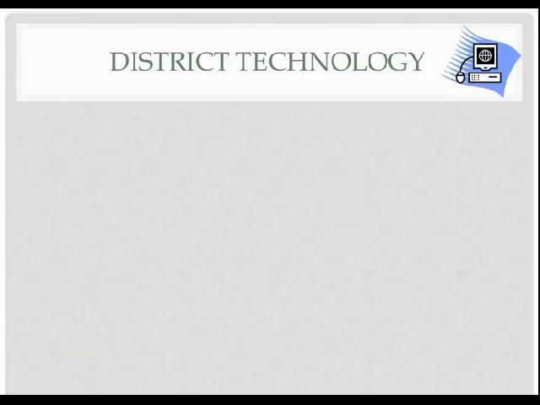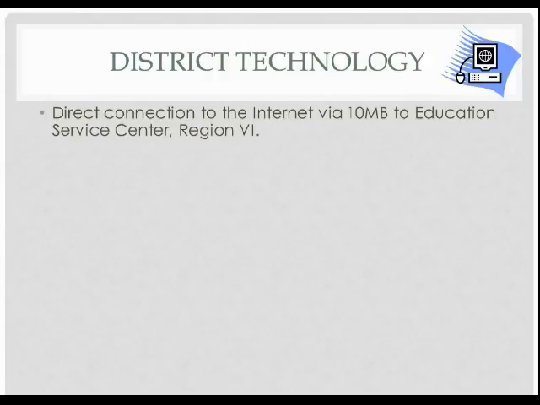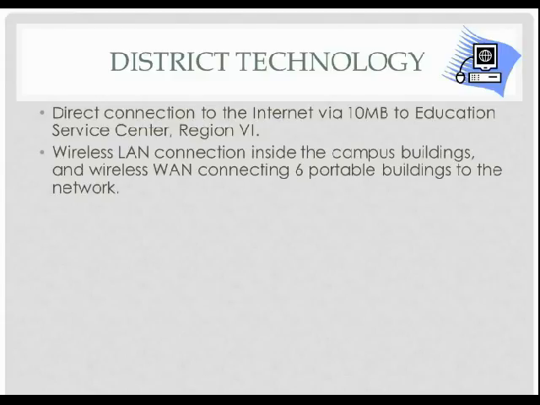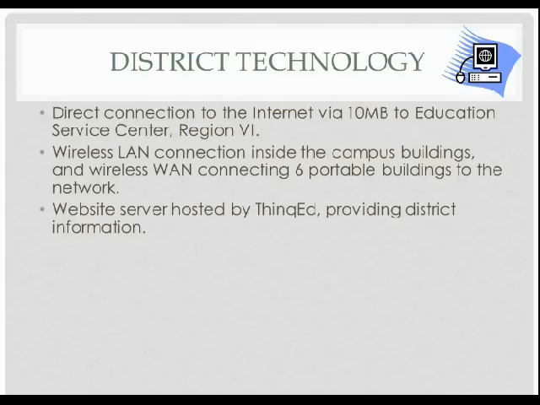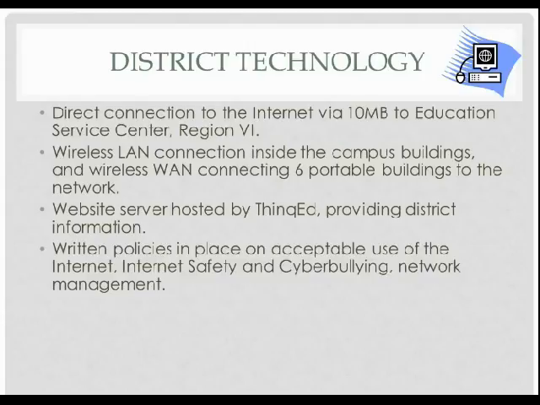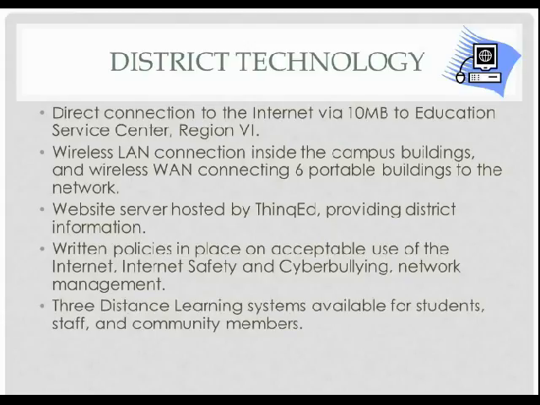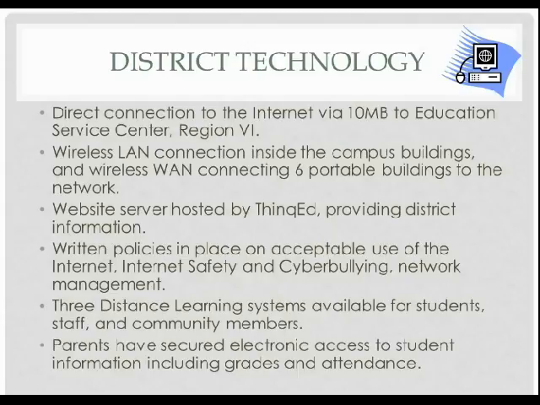As far as district technology is concerned, we have a direct connection to the internet via a 10 megabit connection to Educational Service Center, or Region 6. We also have wireless LAN connection inside the campus buildings and wireless WAN connecting 6 portable buildings to the network. Website server is hosted by ThinkEd, which provides district information to the community. We also have written policies in place on acceptable use of the internet, internet safety, and cyberbullying, as well as network management. We also have 3 distance learning systems available for students, staff, and community members. And parents have secured electronic access to student information, including grades and attendance, through the parent portal.